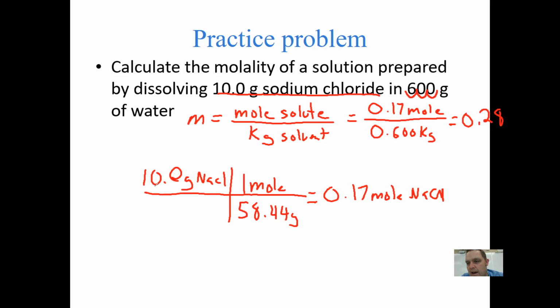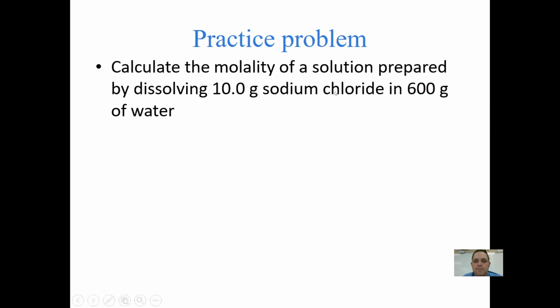0.28. And now this is small m, and I kind of italicized that, of that solution. So again, just very similar to molarity, but molality. So really got to look what the question asks for in there. Those words are very, very similar, so be careful when you do problems.